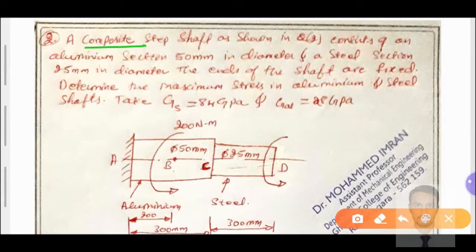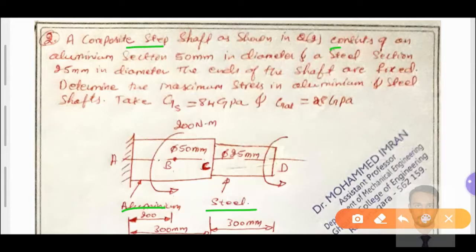Composite step means he has used aluminium for step number 1 and steel for step number 2. The shaft is made up with the help of two materials. Two different materials are used to make this shaft element, so we'll say it is a composite shaft as shown in the figure. A shaft with different cross-sectional area from position to position is what we call a stepped shaft.